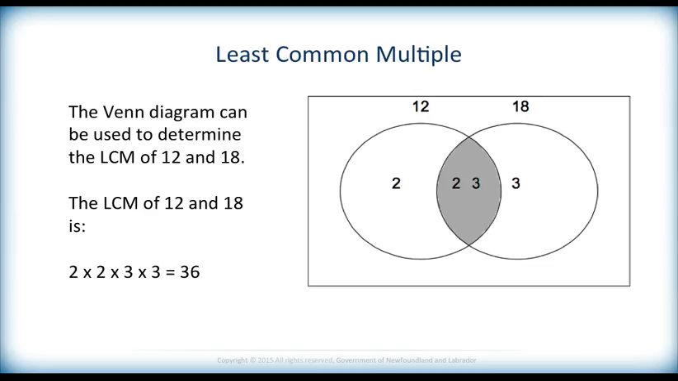So as you can see, to find the greatest common factor, you will only multiply the portion in the middle, the intersection. For the least common multiple, you're going to multiply all the prime factors together.